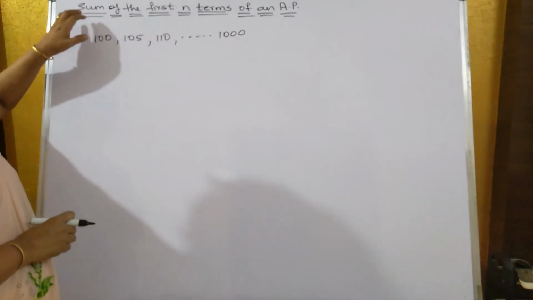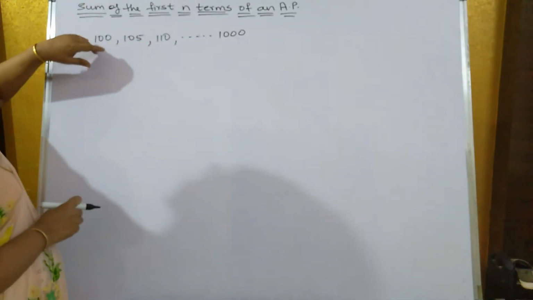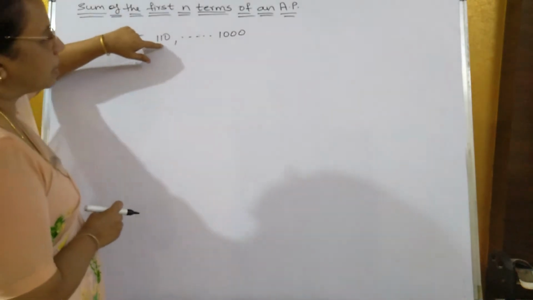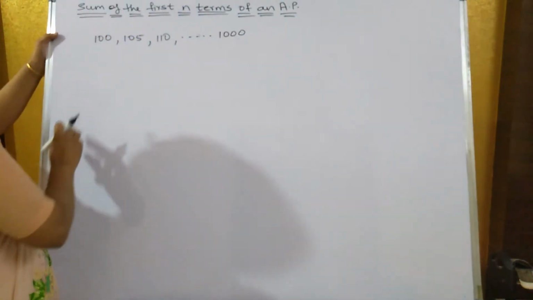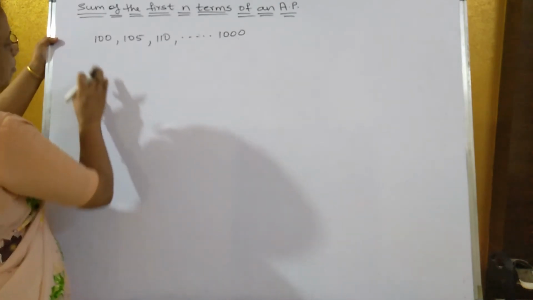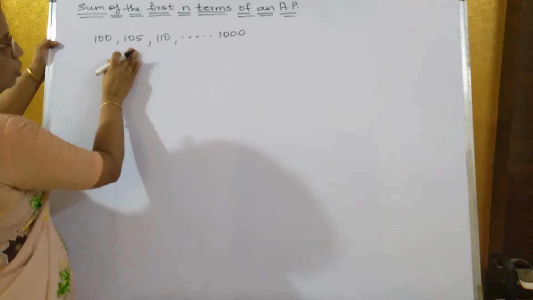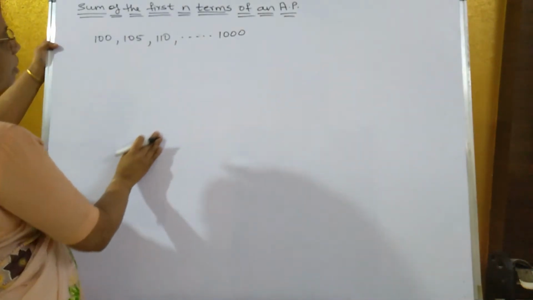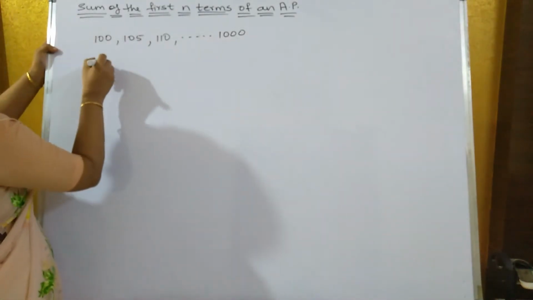Now what is the meaning of sum of the first n terms of an AP? Supposing this is a sequence given which is an AP, for example 100, 105, 110 and so on till 1000. So what is the sum of the first n terms of an AP? That means adding all these numbers: 100 plus 105 is 205, 205 plus 110 is 315, and so on. It becomes very difficult to add all the numbers up to 1000. So there is a formula.